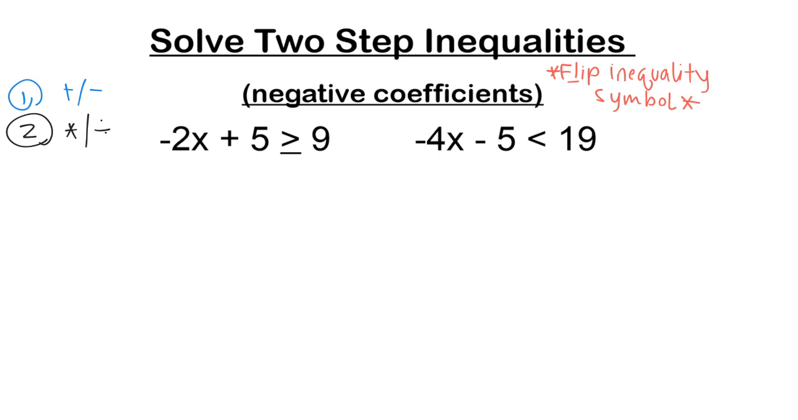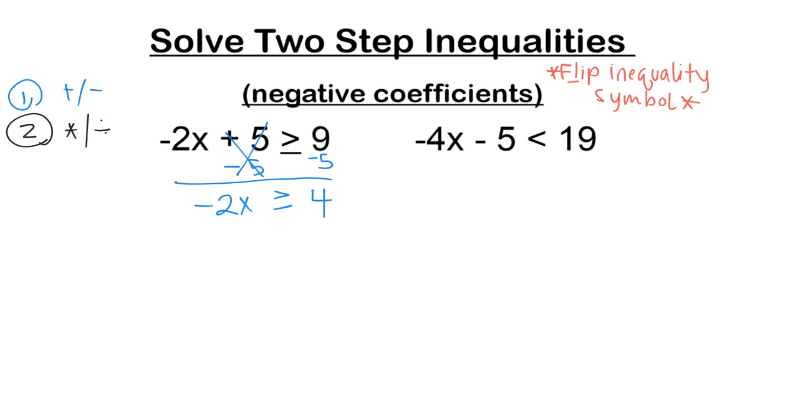I'm going to undo any adding or subtracting I see by subtracting 5 from both sides of the inequality symbol. Plus 5 minus 5 cancels out, so all that's left is this negative 2x, the greater than or equal to sign, and then 9 and negative 5 make 4, because we're just subtracting those different signs.